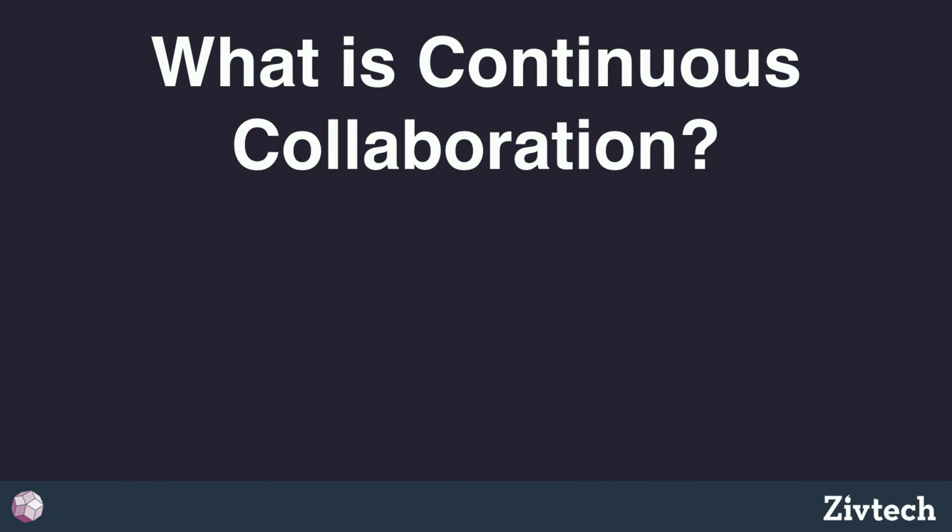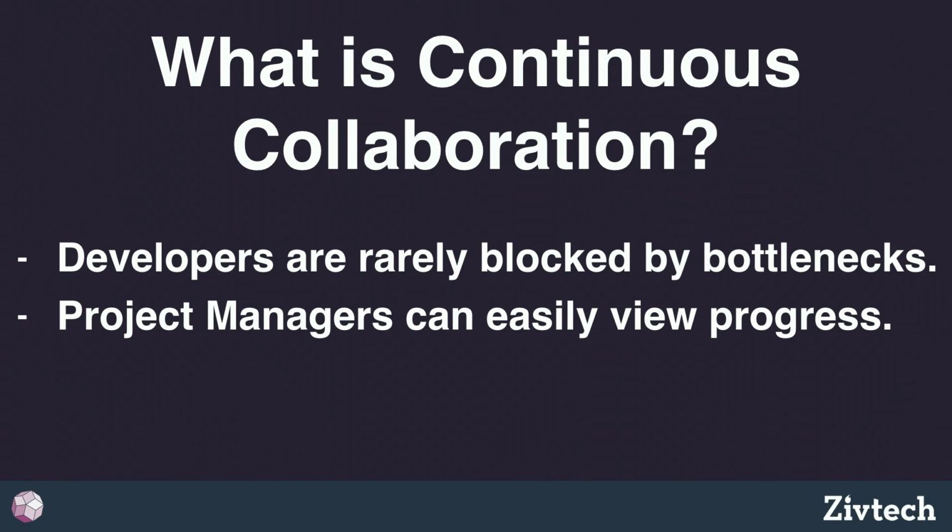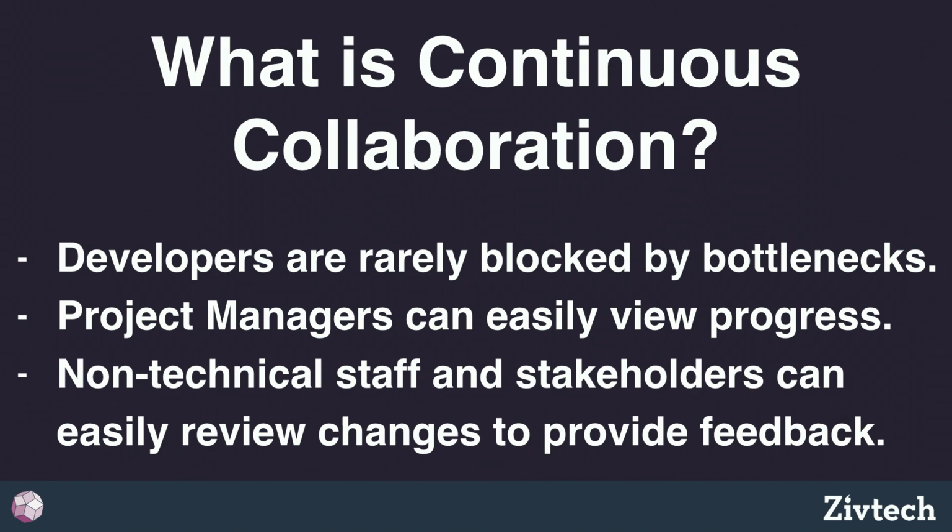So what is continuous collaboration, which is this term that I mentioned previously? We've kind of coined this term, I think. I don't know if it's used elsewhere. But the concept of it is that all members on a development project are working together on the project at a higher rate of interaction to gain feedback and complete the work faster with a higher quality. So developers are rarely blocked by bottlenecks in this process. We also see that the project managers can easily view the progress of the project from start to finish. And non-technical staff and stakeholders in the project can easily review the changes to provide valuable feedback earlier in the process.